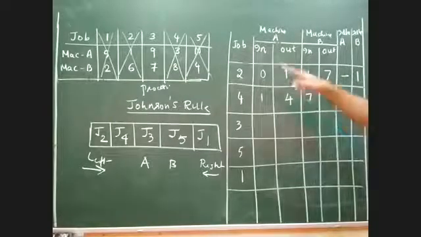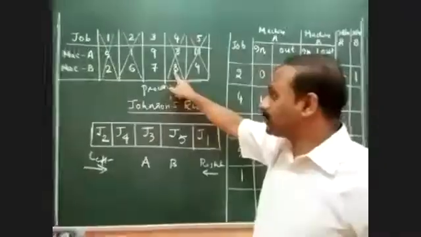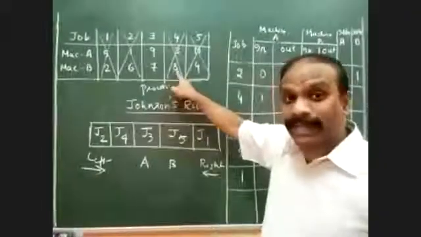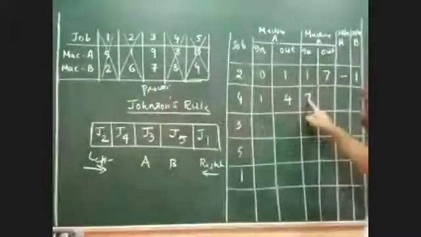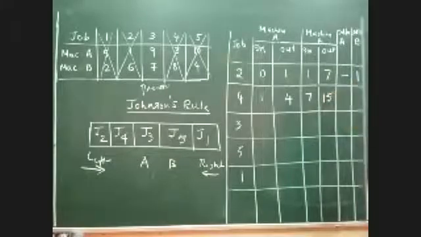Okay. Now come back to the question. So for the fourth job here, what is the time taken by machine B? It is taking 8 hours. So 7 plus 8. It becomes how much? It will become 15.